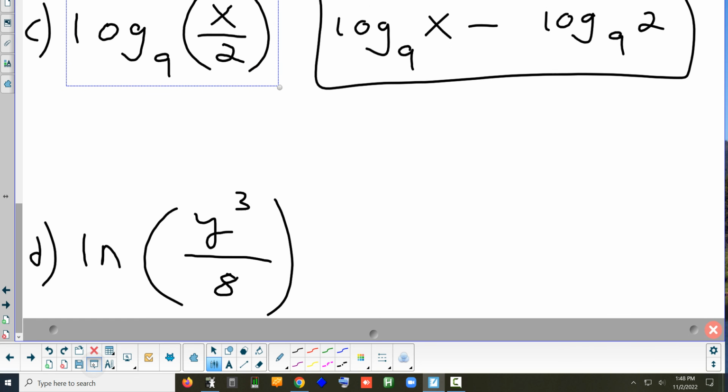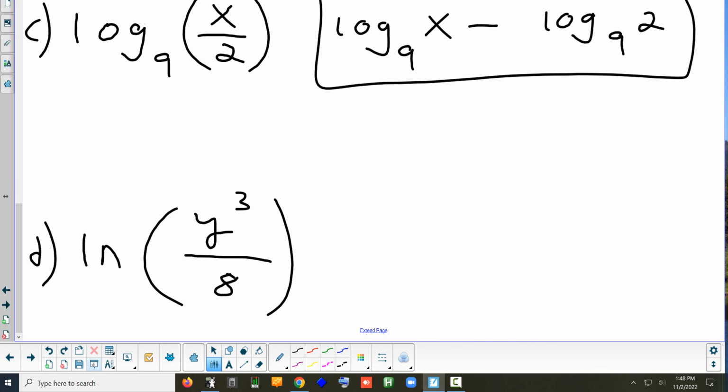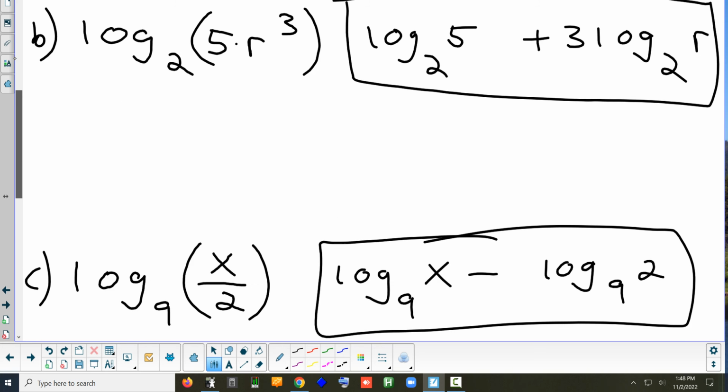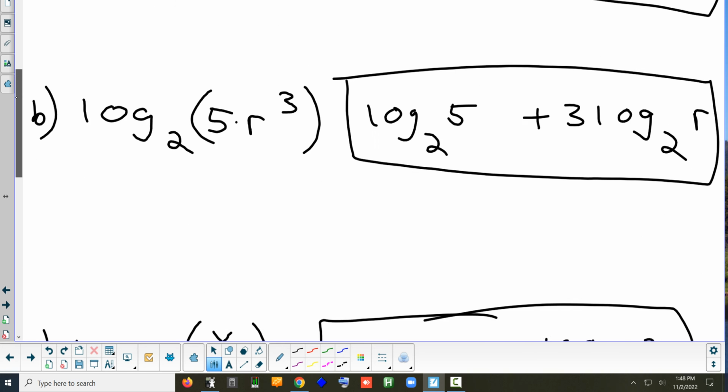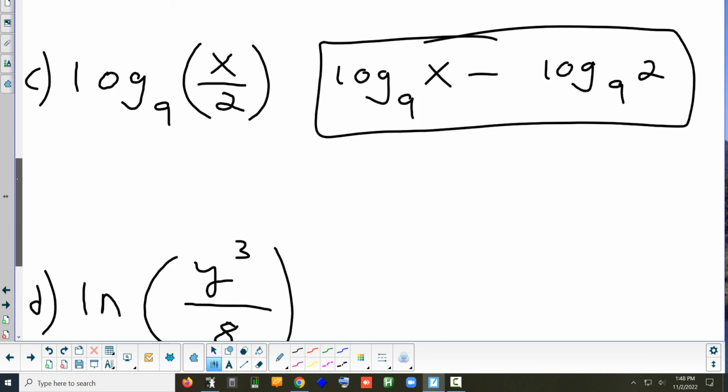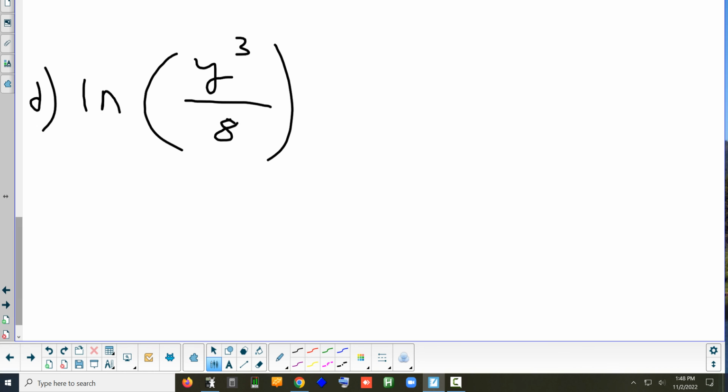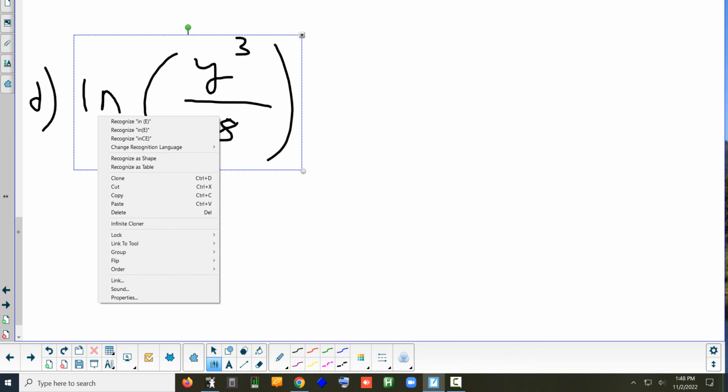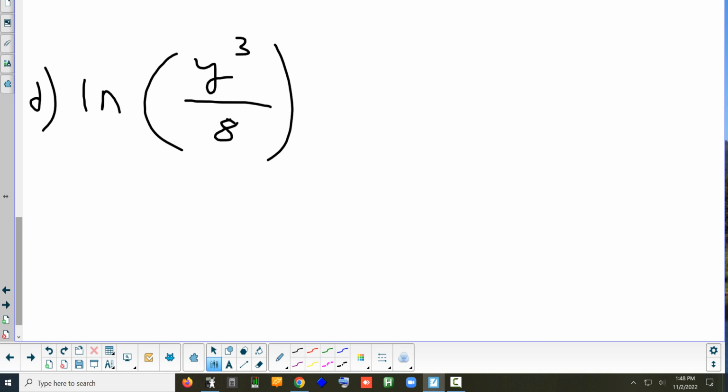All right, let's try one more of those, and then we'll finish this section up with the combining back together. Now, we did log base 4. We did log base 2. We did log base 9. Now we're doing log base e. You don't have to write it as log base e. Just write it as ln. So that's what we're going to be using when we split it up.